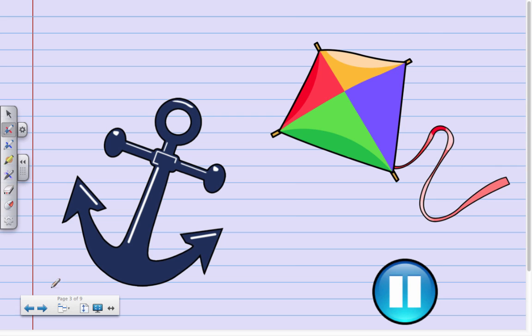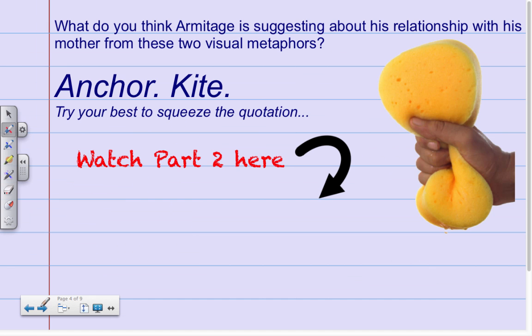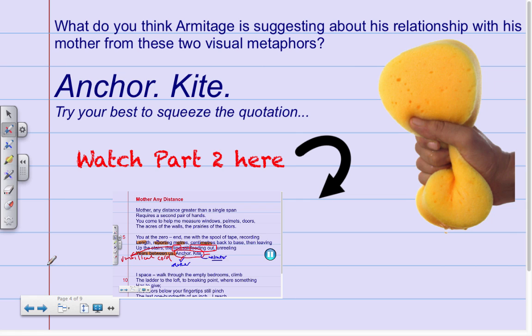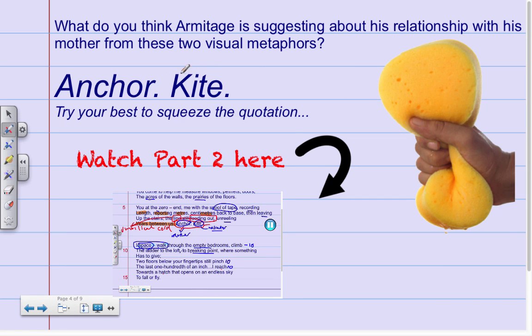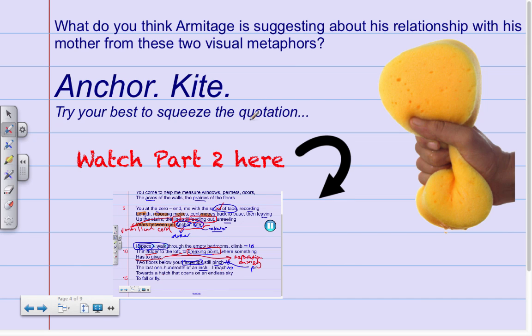So here you have these two visual metaphors, the anchor and the kite, and I suggest you pause the video now and think about the significance of those two visual metaphors. What do you associate with those two? What is their function? Where do you usually see them? And is there any ambiguity in these two objects? So what do you think Simon Armitage is suggesting about his relationship with his mother from these two visual metaphors? Try and get everything you can out of the quotation, and I'll deal with that in a bit more detail in part 2.